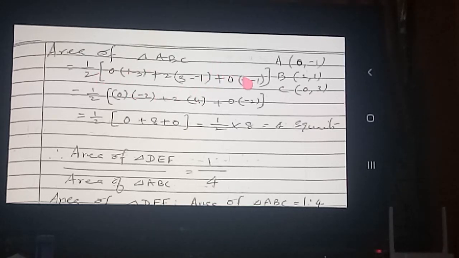Okay. And now here what will come? x3 is equal to 0, 0 into, here x3 coming. Here x3 coming, what will come here? y1 minus y2.